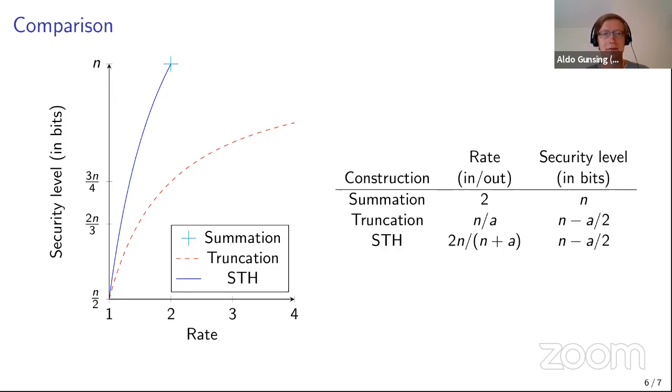And in red, we have the truncation. When it doesn't discard anything and just keeps everything, it starts in the bottom left. That's just a normal PRP-PRF switch. That achieves the birthday bound security of n over 2 bits with a rate of 1 because it's very efficient. And as we discard more and more bits, the security increases and so does the rate, but that means that the efficiency decreases.